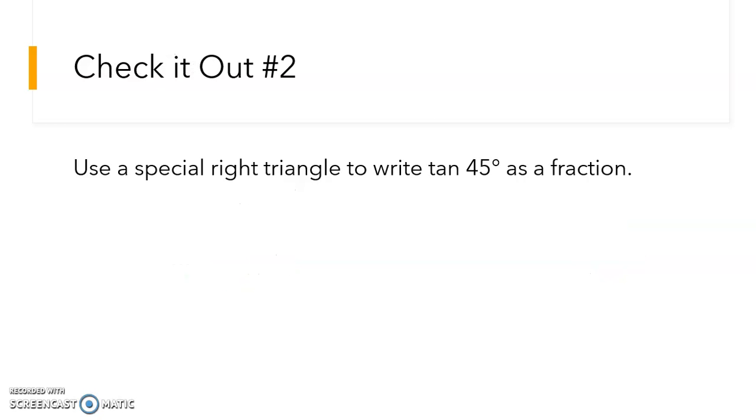In check it out number 2, they asked you to use a special right triangle to write the tangent of 45 degrees as a fraction. So pause this video and see if you can do that. Don't forget to simplify your fraction as much as possible. And then hit play again to see what's next.